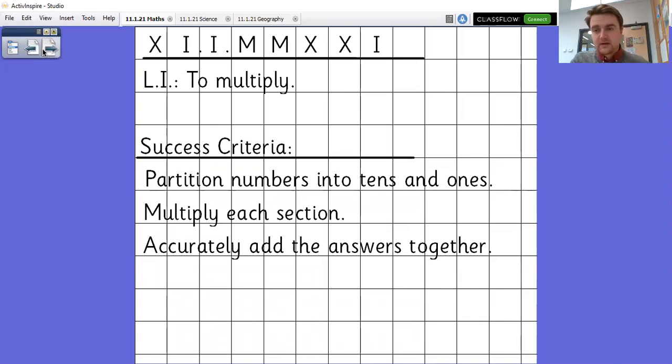We are looking at multiplying two-digit numbers by two-digit numbers, and we're using a partitioning method today. Partitioning is where we split numbers into their place value. So today we're going to be splitting numbers into their tens and ones, and we're going to be using something called the grid method to multiply those numbers together. It does involve some adding at the end as well, similar to our partitioning method from last week.